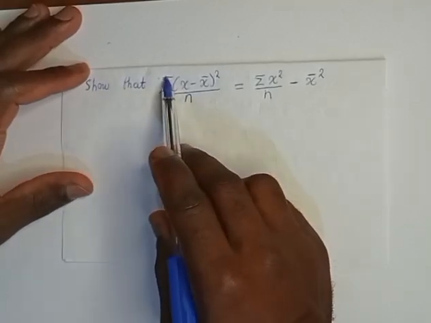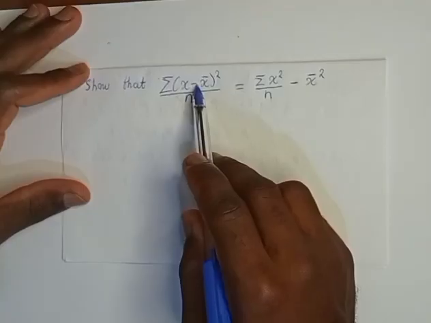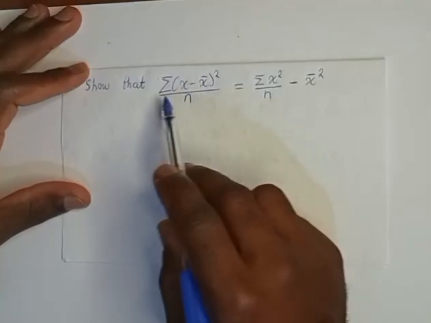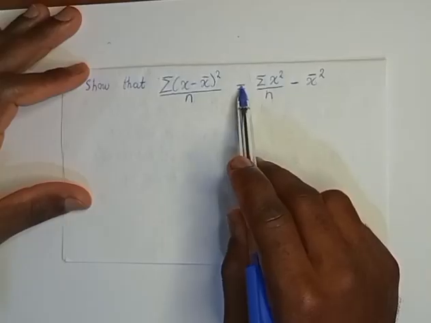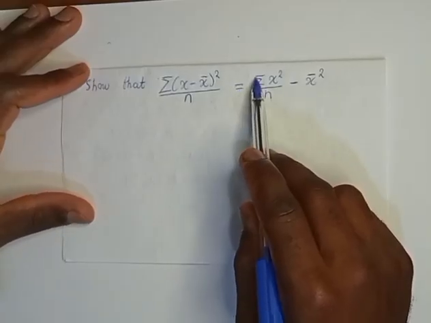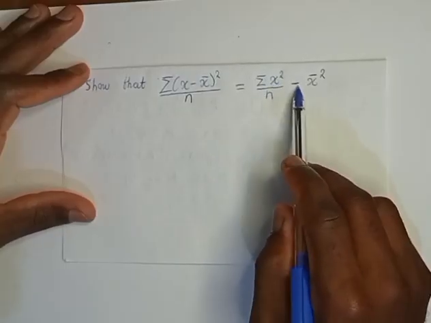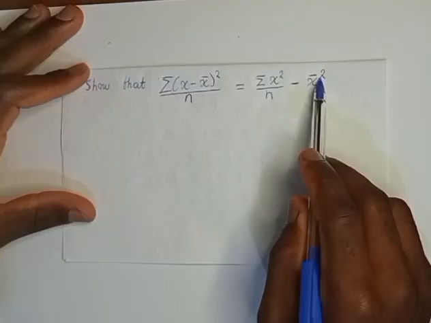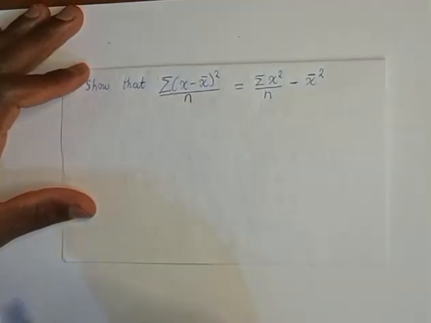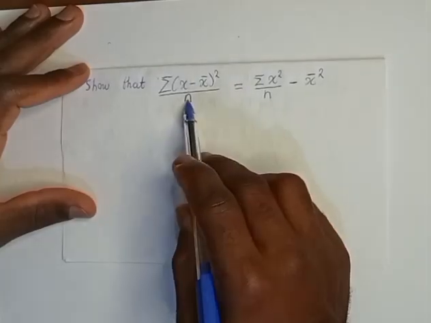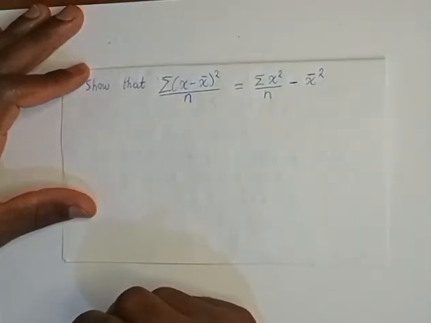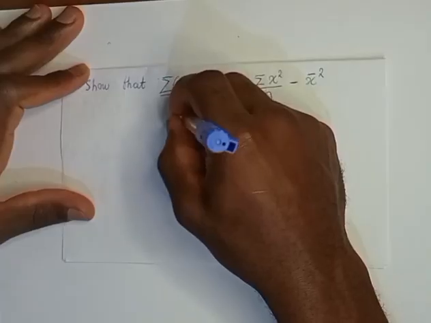Show that summation (x minus x bar) all squared divided by n is simply equal to summation x squared over n minus x bar squared. X bar stands for the average or the mean, while n stands for the number of observations. We take the proof.